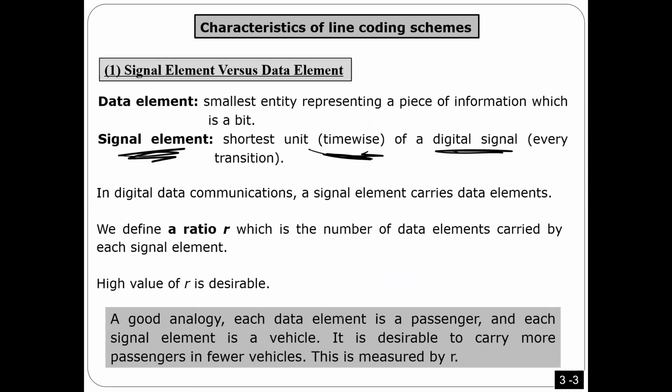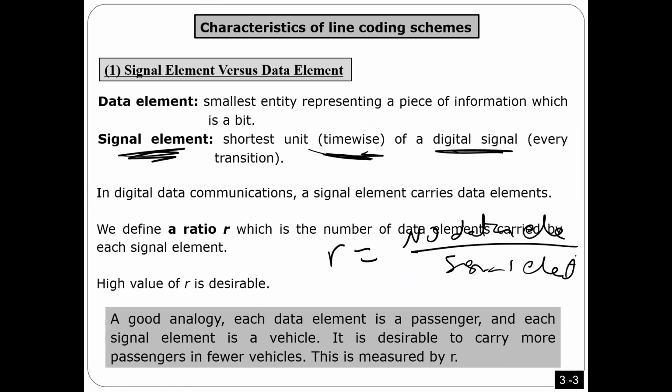In the textbook, they give us a very interesting analogy. I want to explain this analogy to you to better understand what we're doing here. The analogy is, again, R is the number of data elements divided by signal elements. It's like transportation: the data element is like passengers, and the signal element is like the vehicles. So I want to transfer as many people as possible using as few vehicles as possible. You got what I'm saying?